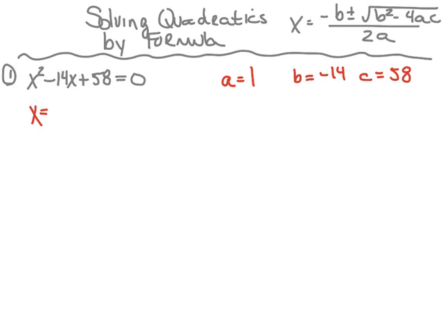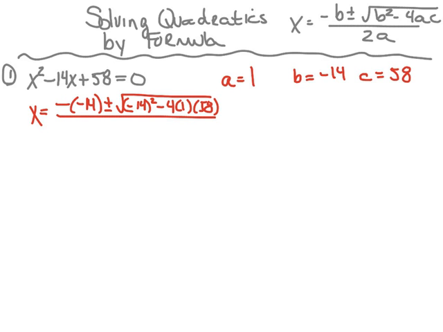So we got x equals negative b plus and minus the square root of b squared minus 4ac, all divided by 2 times a. So all I've done is taken out the letters, variables, and replaced them with the appropriate numbers. Now I'm going to go ahead and simplify.